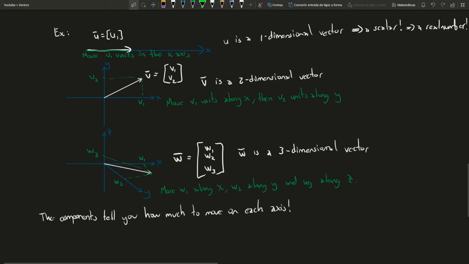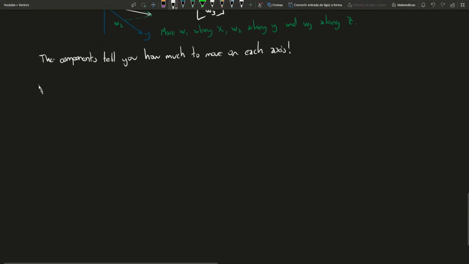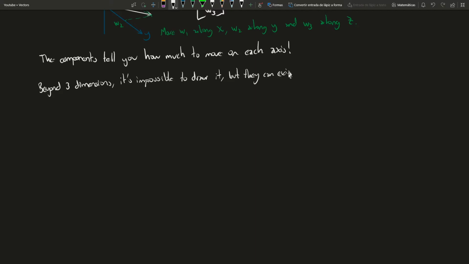Now you may be wondering, how does a vector of higher dimension than 3 look like? The truth is, we don't know how to draw them. Vectors only have a geometric representation up to 3 dimensions. Beyond that, we can't draw them anymore.